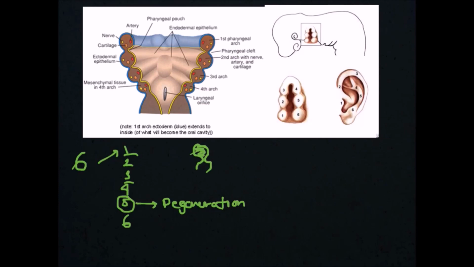In this diagram you can clearly see this is the pharyngeal cleft, this is the pharyngeal pouch, and this is the mesoderm. The mesoderm of the pharyngeal arch consists of its own artery, its own nerve supply, and its own cartilage. Okay, so the next point is how the pinna is developed.